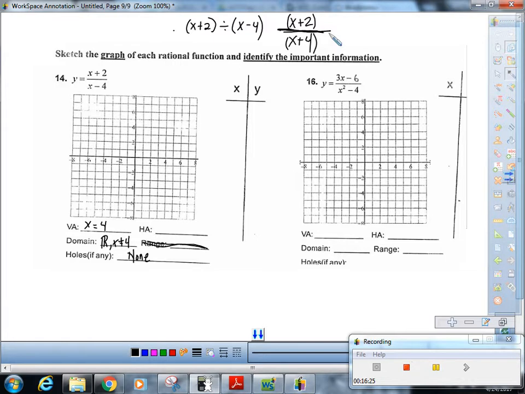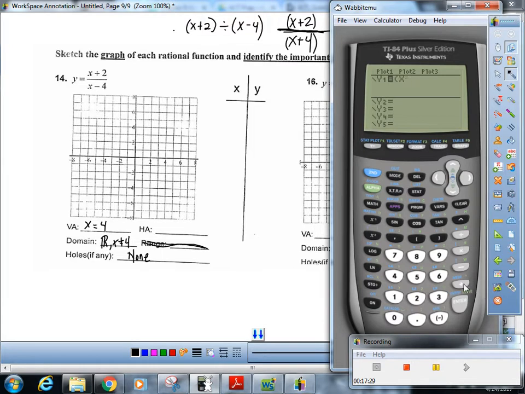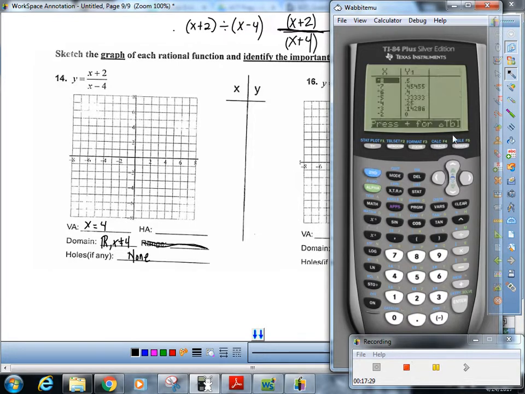Okay? So, back to the calculator. X plus 2 divided by x minus 4. And let's x plus 2. That's right, isn't it? It is x minus 4. All right. So let's see. We have an asymptote at, looks like at 1. So let's take a look at why that is. Let me go second table and find out.